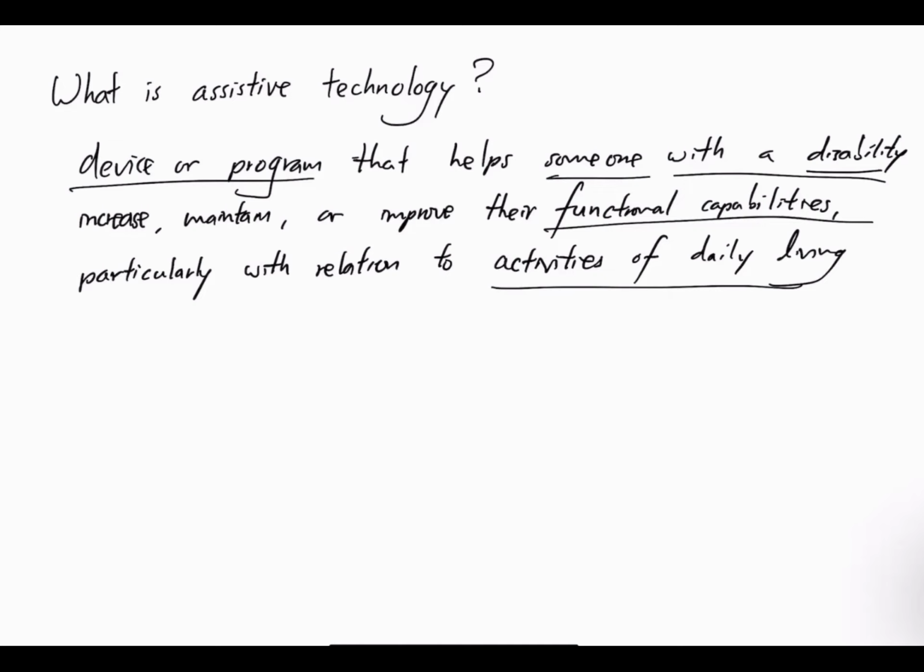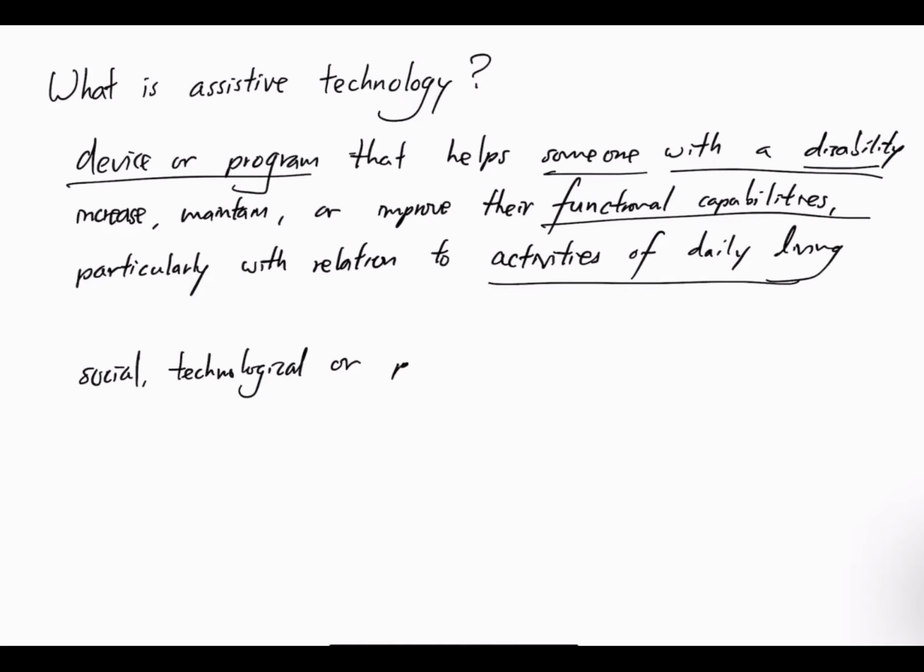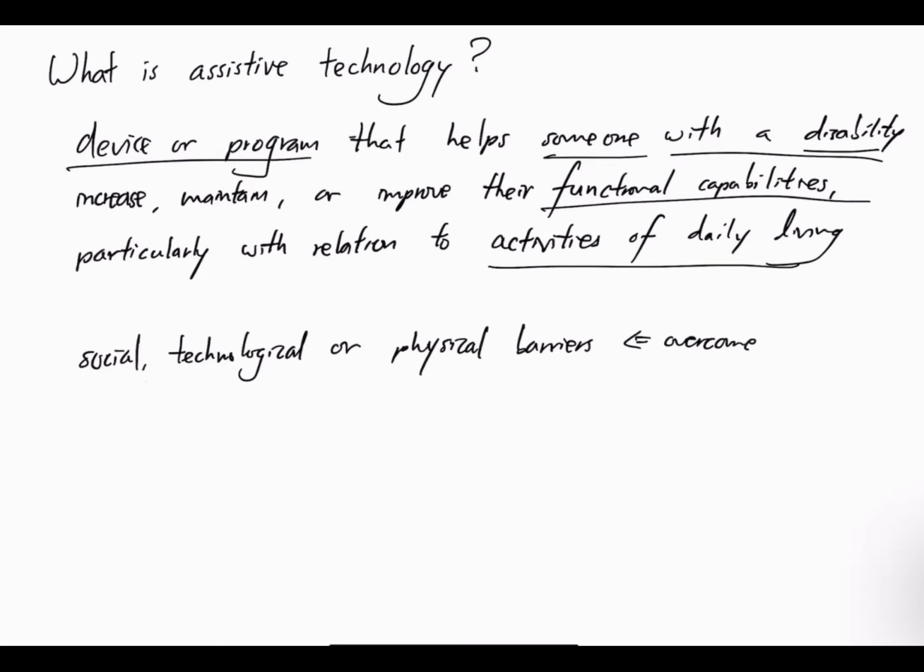Particularly, people with disabilities can use assistive technology to overcome social, technological, or physical barriers. Overcome these things. So let's think about a couple of potential examples of assistive technology.